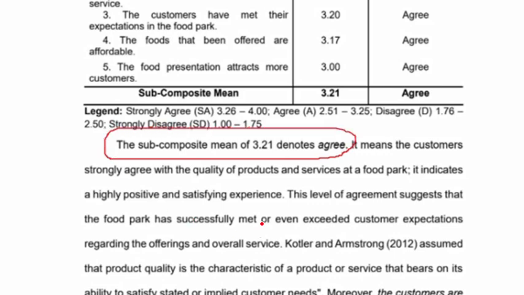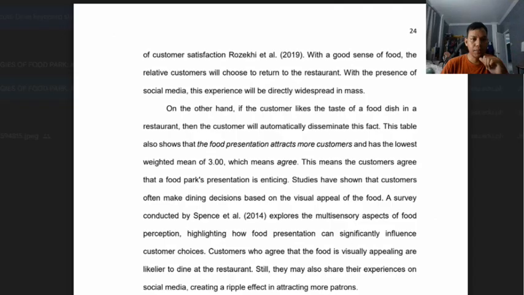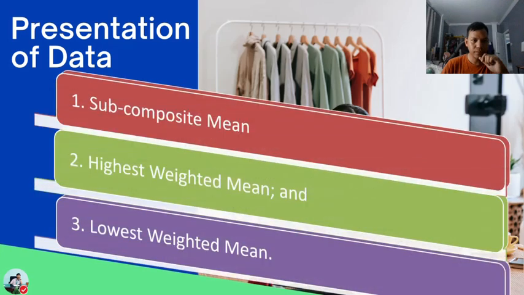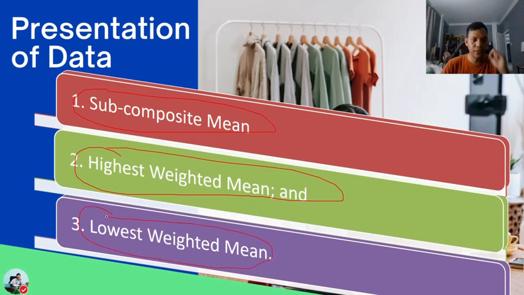Before I proceed to the specific discussion here, I will talk about the sequence in the interpretation. We need to start with the subcomposite mean. Second, the highest weighted mean. And the third one, the lowest weighted mean.